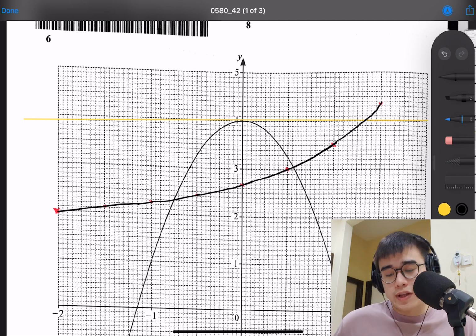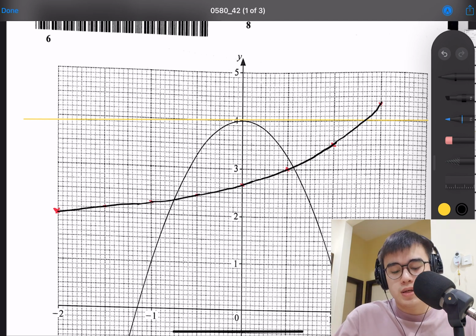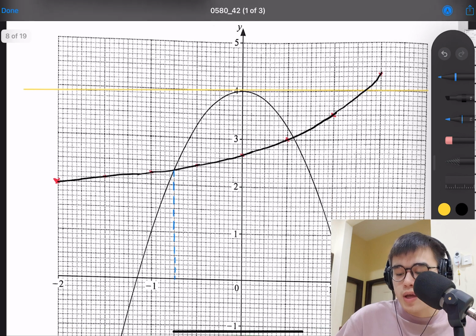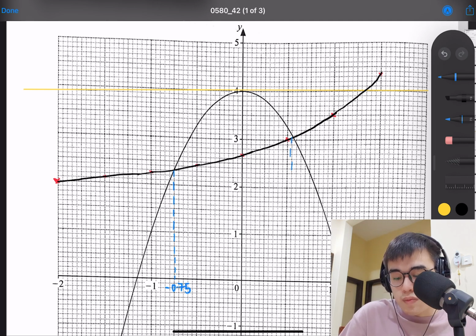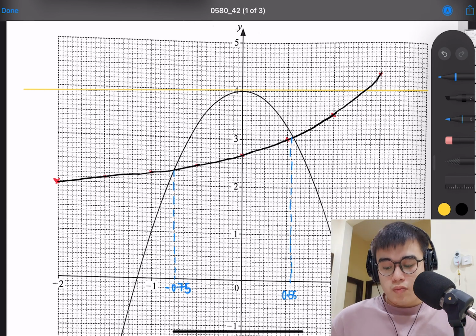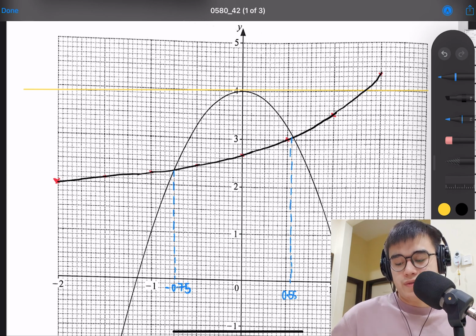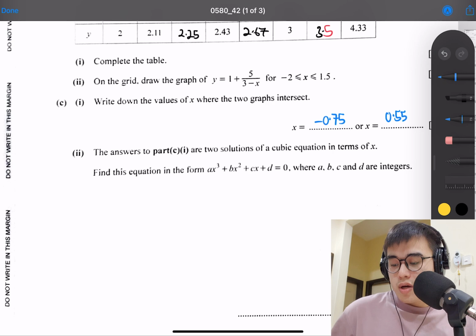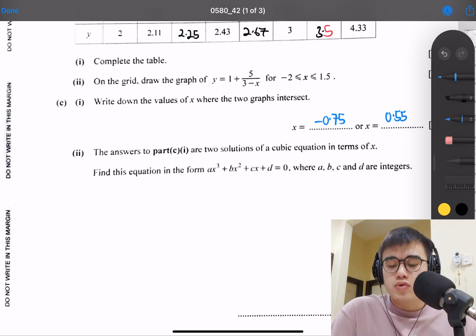For part C, they wanted us to write down the points where the graph intersected. If this is the graph that you drew, it should look somewhat similar to mine over here. The first result that we are looking at will be -0.75, as well as this one over here, located somewhere around, I think 0.55. Yep, it should be 0.55. So the two results based on the graph that I illustrated will be -0.75 and 0.55.